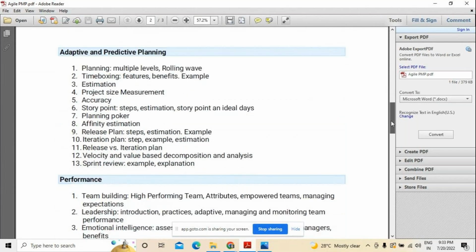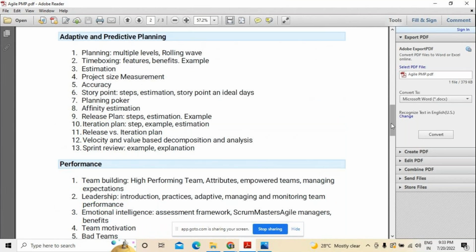Is adaptive and predictive planning there? One is time boxing, features, benefits, all that. This time boxing and all, you know, right? Time boxing, features, benefits, all that. Estimations, estimate projects, everything I know. What is time boxing? Time boxing is nothing but Scrum being a time boxing thing, right? So 2 weeks is the time. Okay, time boxing. Estimations, you know well, right? What is estimation? Estimation techniques, all that.